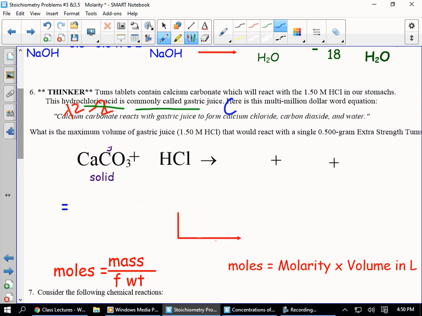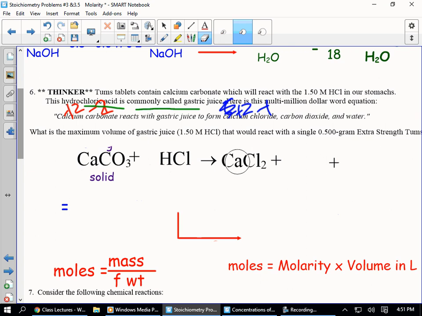Calcium is a +2. Chlorine is a -1. So in order to write this neutrally, we need to write it CaCl2. It also makes carbon dioxide, which you should know is CO2, and water, which is H2O. Now, before you do anything, you want to make sure you balance the equation. I see one calcium, one carbon, one carbon, but then I see 2 hydrogens here, so I got to balance that. Now I see 2 chlorines, I'm all balanced.